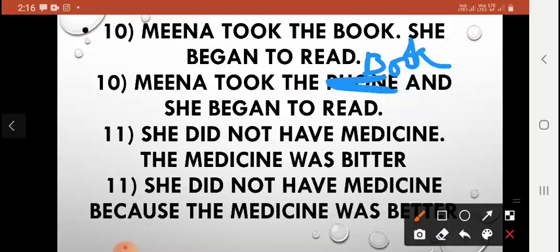Next is she did not have medicine, the medicine was bitter. Here she is giving the reason. She did not have medicine because the medicine was bitter. 10th is Meena took the book and she began to read. 11th is she did not have medicine because the medicine was bitter.